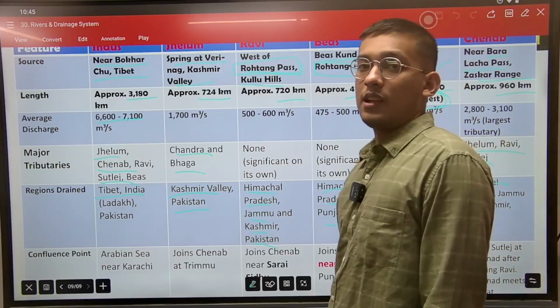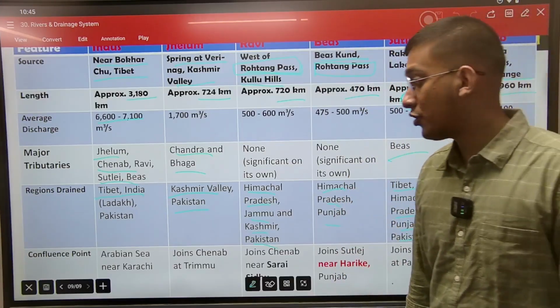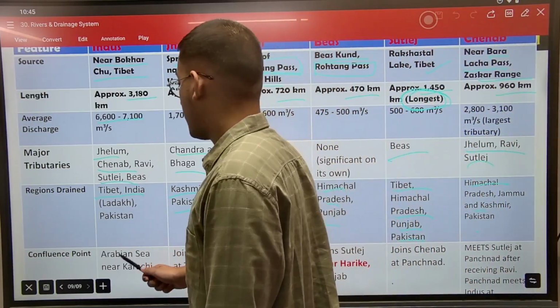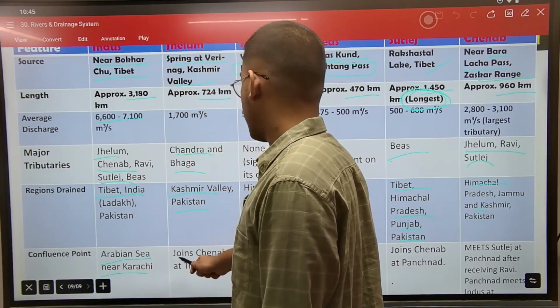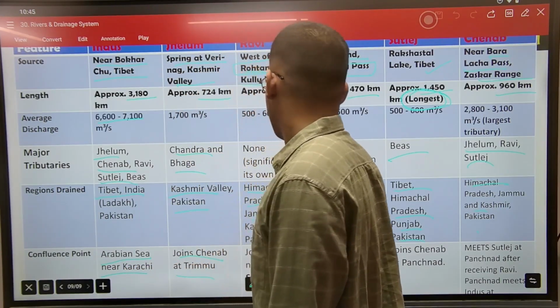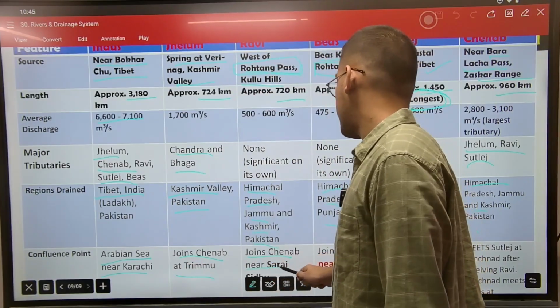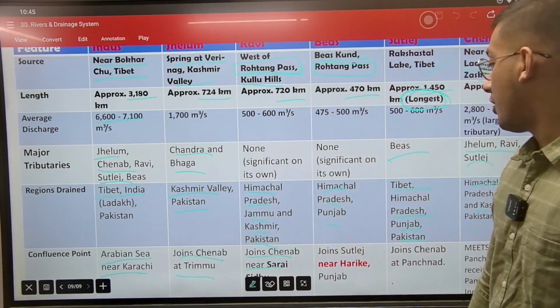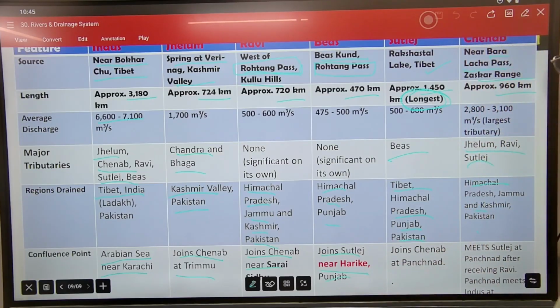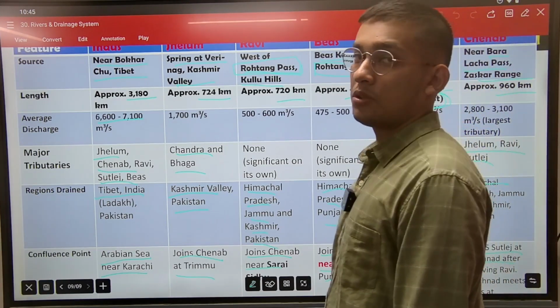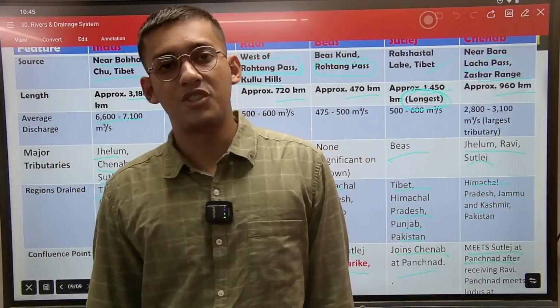Right? Now we will learn where they discharge into or the confluence points. So Indus, it's in Arabian Sea near Karachi. Jhelum joins Chenab at Trimmu. Ravi joins Chenab near Sarai Sidhu. Beas joins Satluj near Harike, Punjab. Satluj joins Chenab at Panchnad. Right? So this is a total revision of the Indus drainage system.